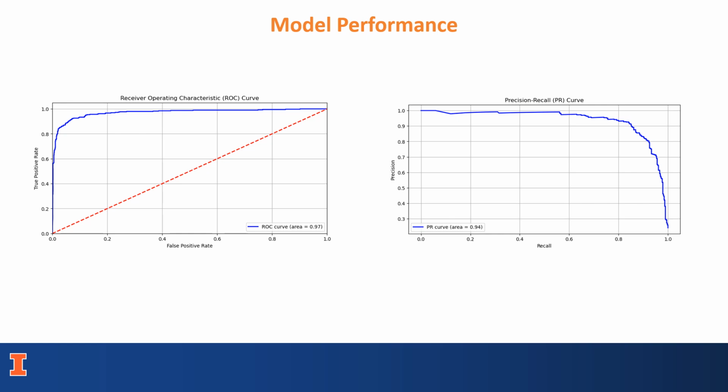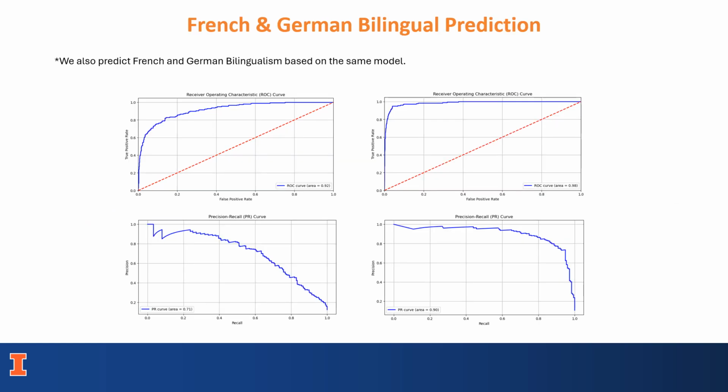In addition, the model demonstrates strong performance with ROC-AUC of 0.97 and a PR-AUC of 0.94. Both indicate high accuracy and reliability in distinguishing between classes. We also predict French and German bilingualism using the same model. These curves show that the model is effective at both French and German.